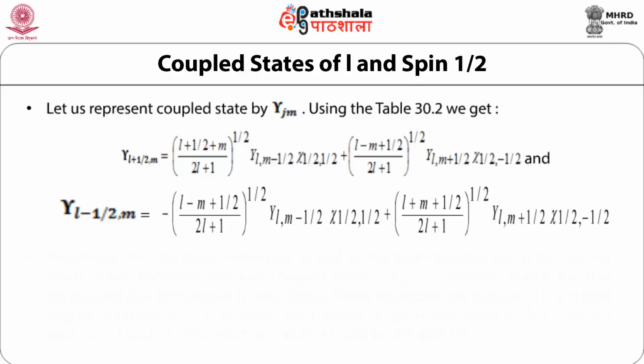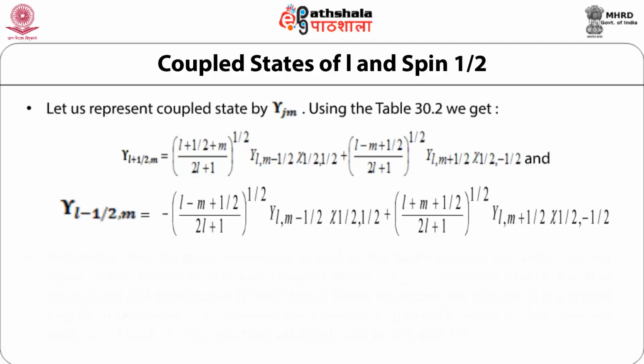Similarly, the other value that we get for the coupled state is Y_L-half,m equal to minus of bracket open L minus m plus half upon 2L plus 1 whole to the power half times Y_L,m-half times xi_half,half plus bracket open L plus m plus half upon 2L plus 1 bracket close whole to the power half Y subscript L,m+half times xi subscript half,-half.